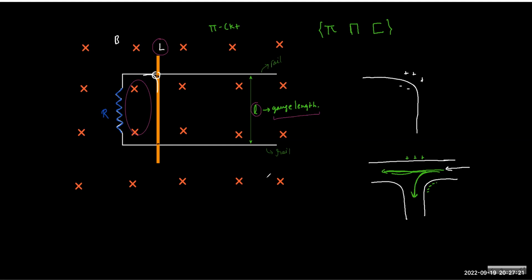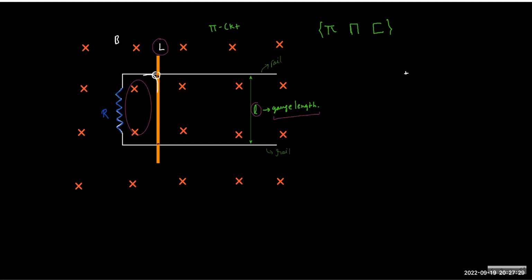Anyway, so the idea is the charge accumulation will take place only at the junction, and the length of the rod which is not part of the circuit will never participate in the current flow, isn't it? Do you realize this? Yes, sir. And therefore, we are only concerned about the gauge length. That is the first thing.